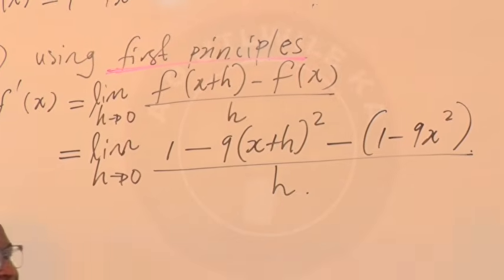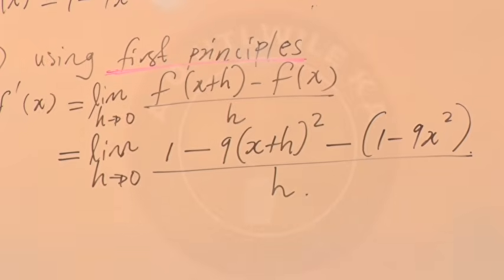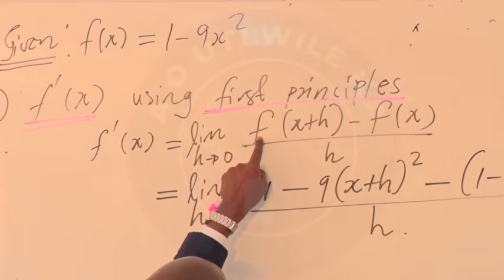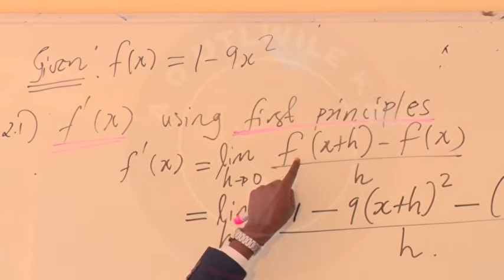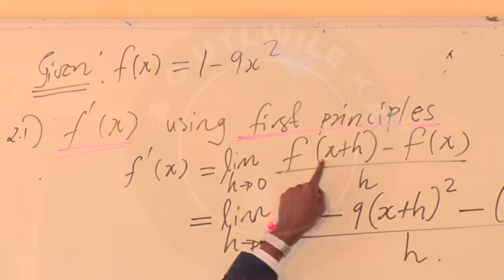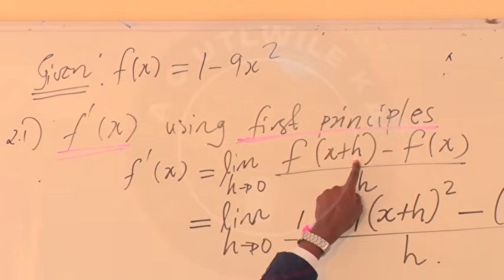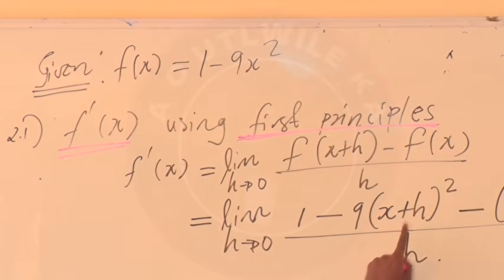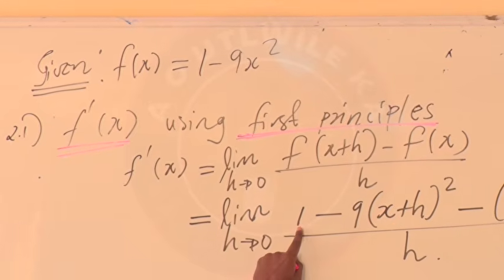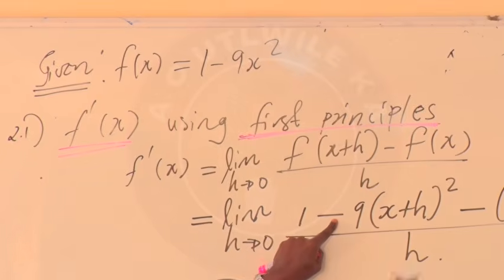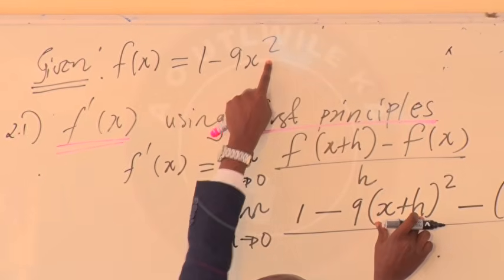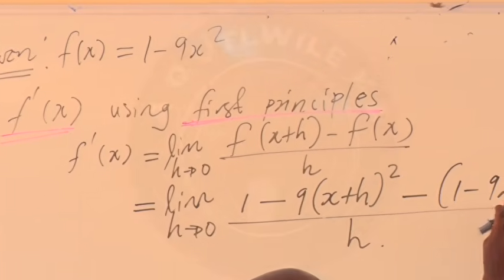All divided by h. What have we done here? According to the formula, this is f, our original function. Where you see x, put x plus h. Minus the original function as it is. So this is 1 from our equation, minus 9, where you see x you put x plus h. That's why there is a square. Minus f of x itself.